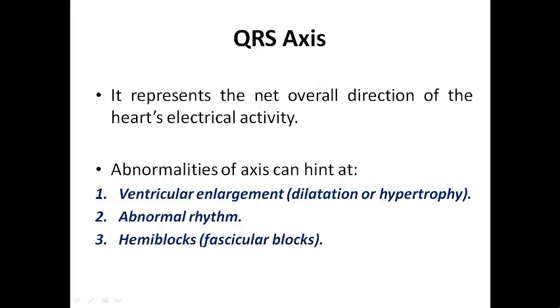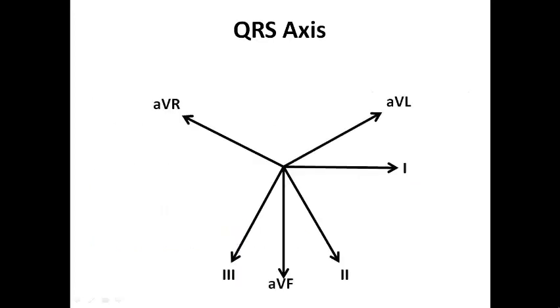Of course, we know that it represents the net overall direction of the heart's electrical activity, and so any abnormality of the axis can hint at ventricular enlargement, abnormal rhythm, or hemiblocks or fascicular blocks, which we are going to speak about in a separate lecture. Of course, we know this famous diagram representing the three unipolar limb leads, AVR, AVF, AVL, and the three bipolar limb leads, 1, 2, and 3.